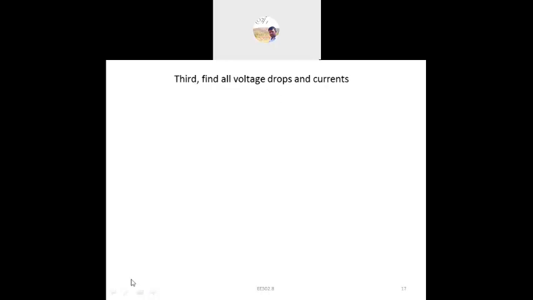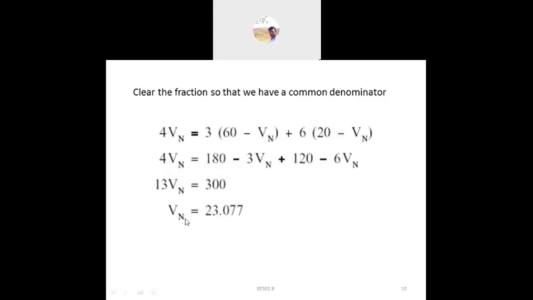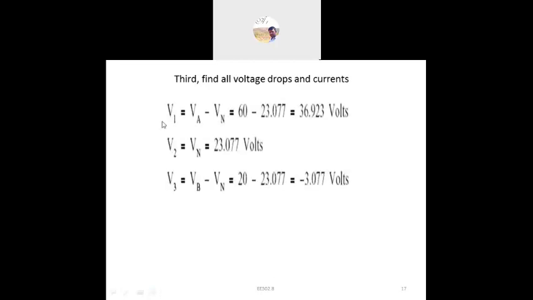So third, find all voltage drops and currents. Once we get the node voltage, that is the Vn value, from this value we can find the voltage across each resistor. This is one method.